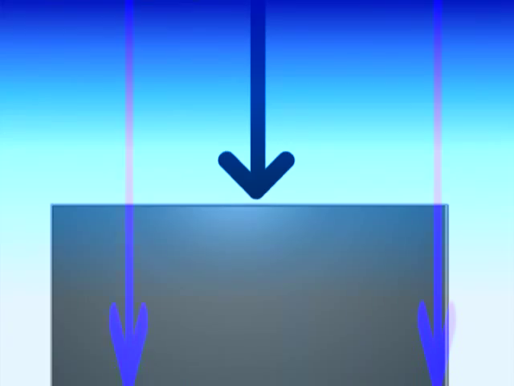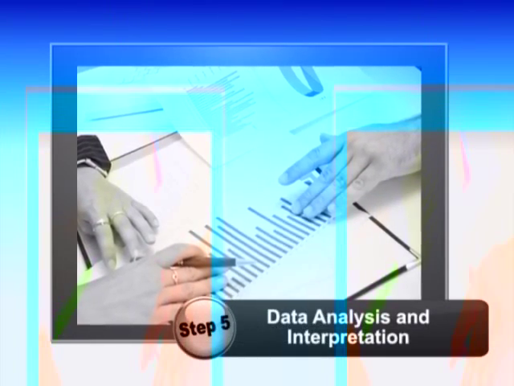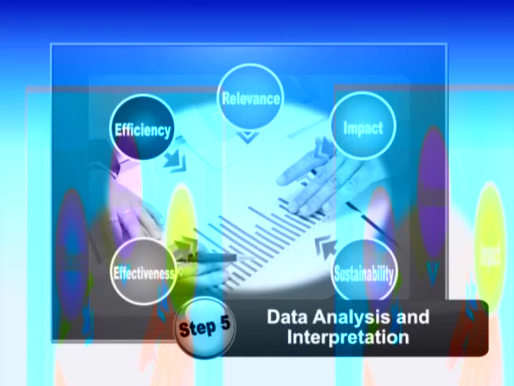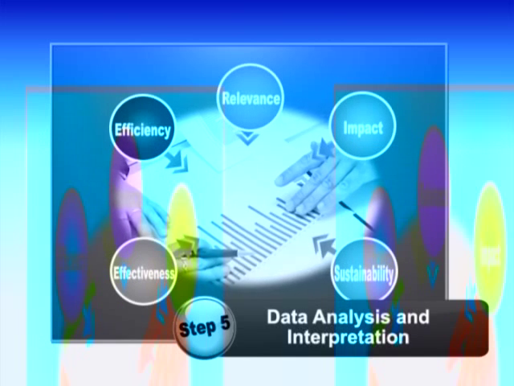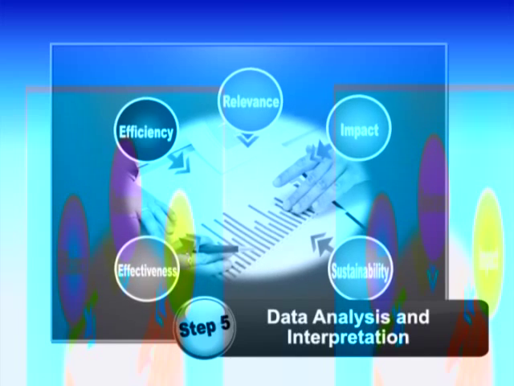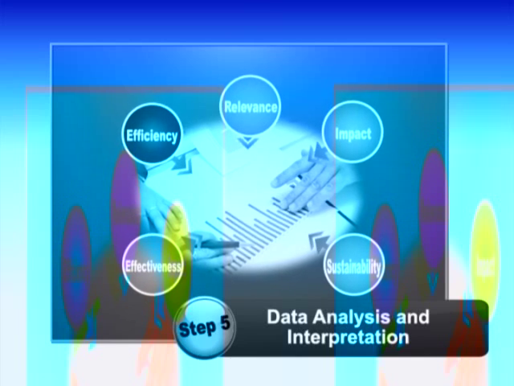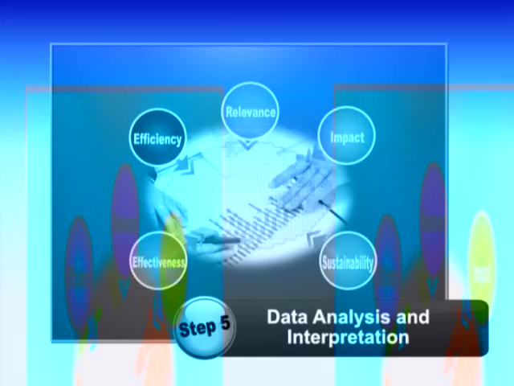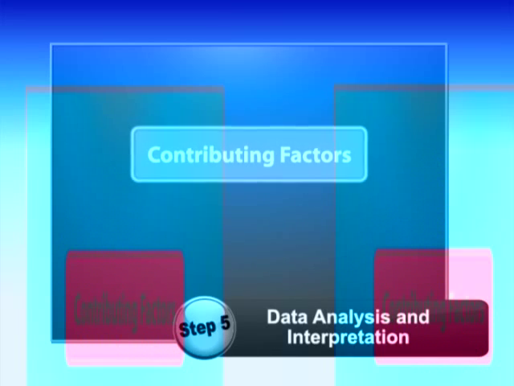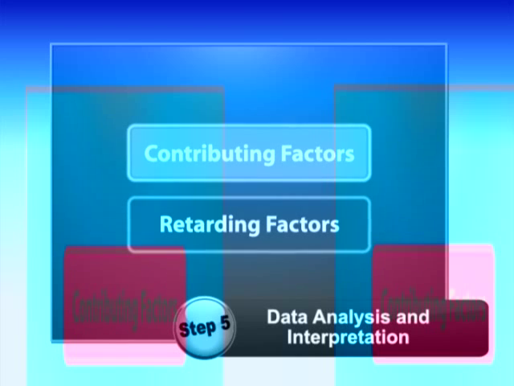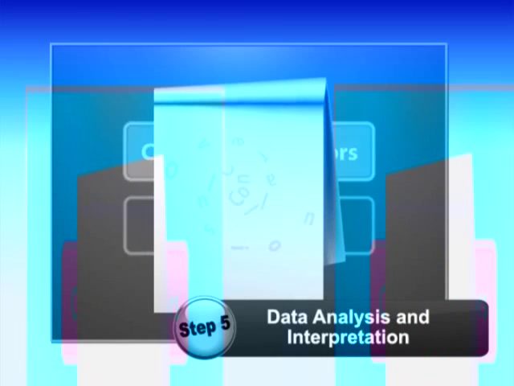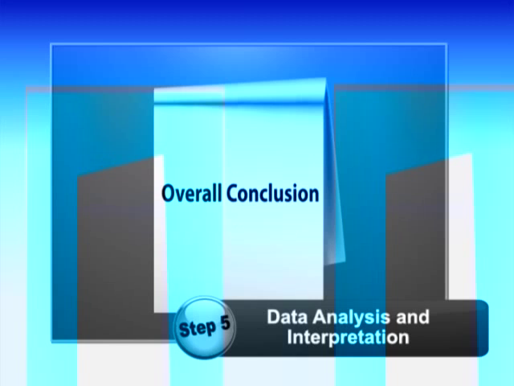1. First, analyze and process the collected data in a form suitable for evaluation in terms of the 5 evaluation criteria. 2. Based on the result of analysis, evaluate them according to the 5 criteria to clarify contributing factors and retarding factors. 3. Draw an overall conclusion from the evaluation result. 4. Draw lessons learned from the conclusion to form recommendations.